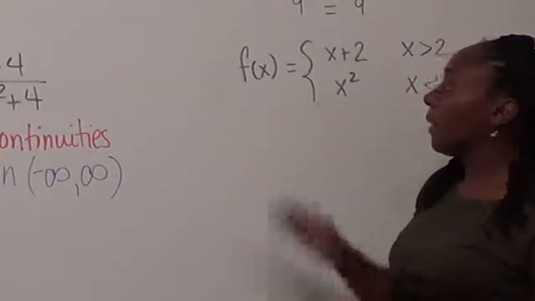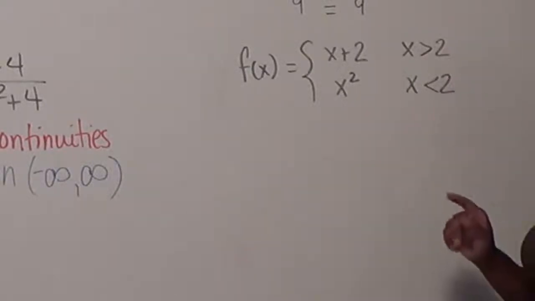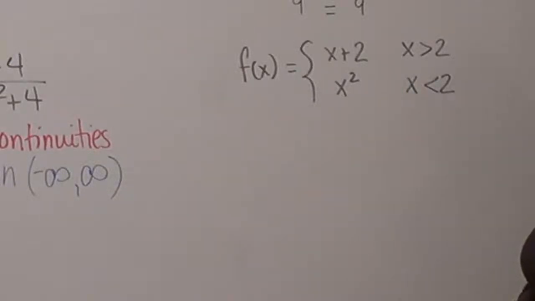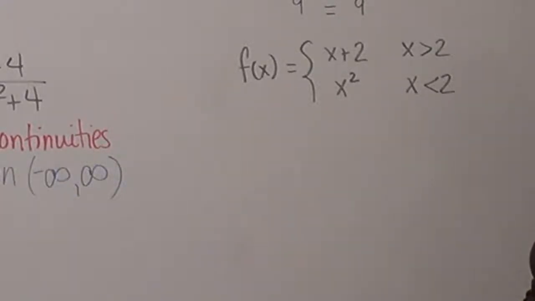Okay? Alright, so let's look at this one. Same type of thing. f of x equaling x plus 2, x greater than 2 for the first part, and x squared, x less than 2 for the second part. Okay? So similarly to the last one, I can see x plus 2 and x squared are both polynomial functions, so I don't have any points of discontinuity there.